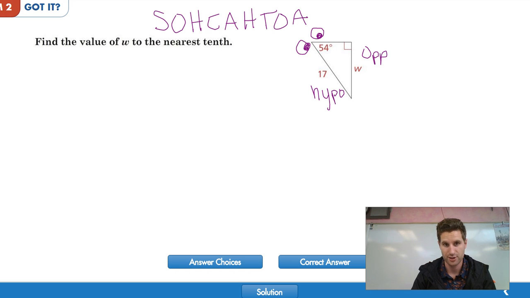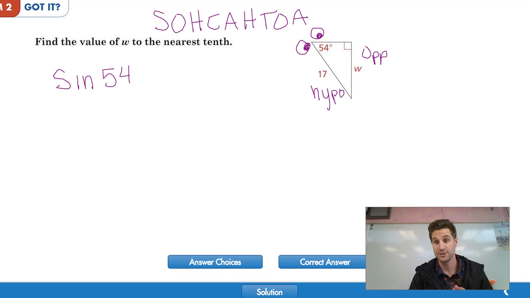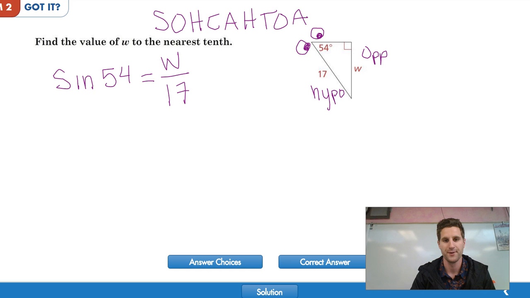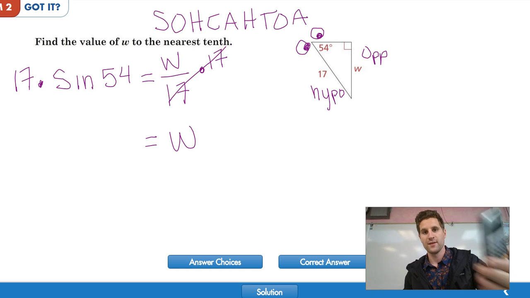So which should I use? So SOH CAH TOA, which uses an O and an H. Your answer would be sine. So we're going to do the sine of 54. So you always take the sine, cosine, or tangent of an angle, and then you set it equal to its ratio. So the opposite is W, that goes on top because it's opposite, then hypotenuse. Okay? Now we solve. To get that 17 from the bottom, we're going to go ahead and multiply by 17. That 17 cancels out, so we get W equals 17 times sine 54.